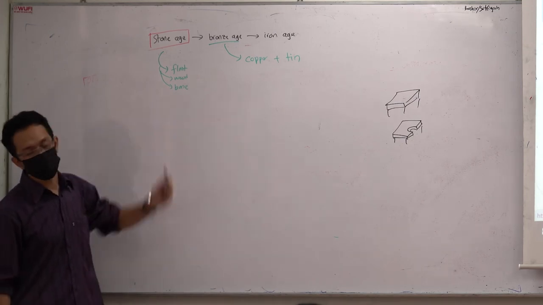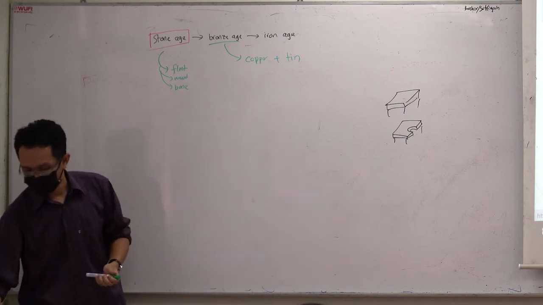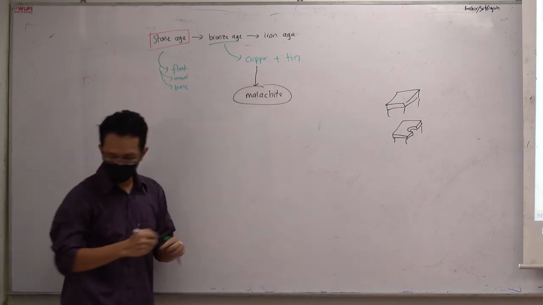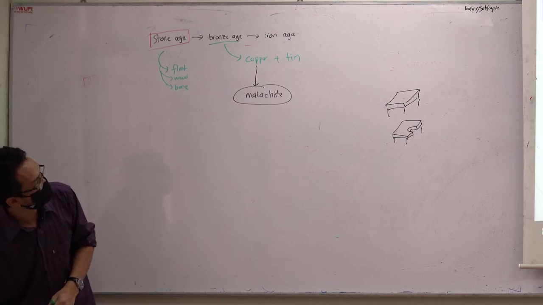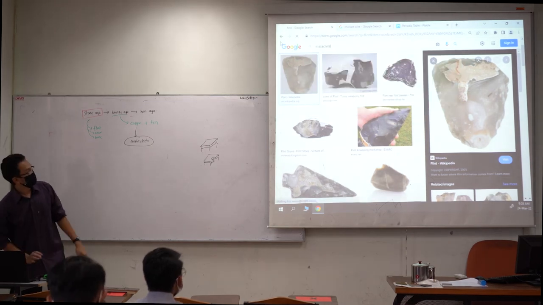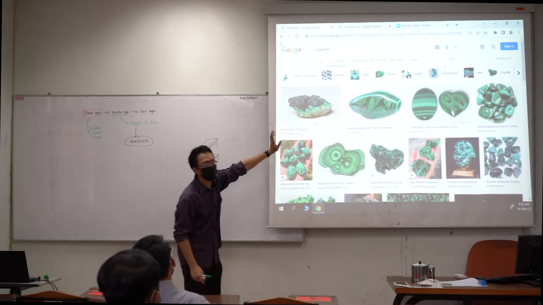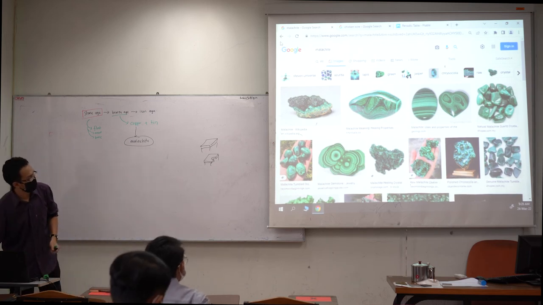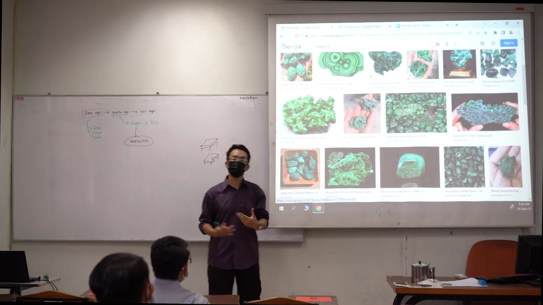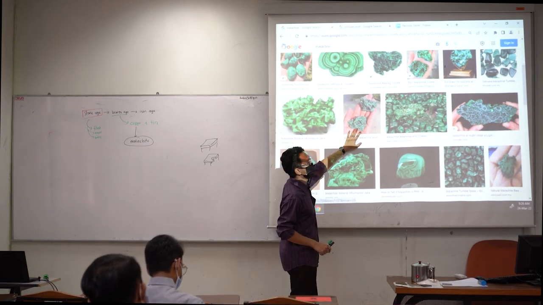Okay, so copper and tin. How did people get copper at all? Rock, eh? Copper ore. The name of the rock is malachite. They got it from malachite rock. Normally this rock has this greenish texture. Something like this lah, malachite. One of the characteristics of malachite rock is that it is greenish like this. There are certain places that have a lot of this.